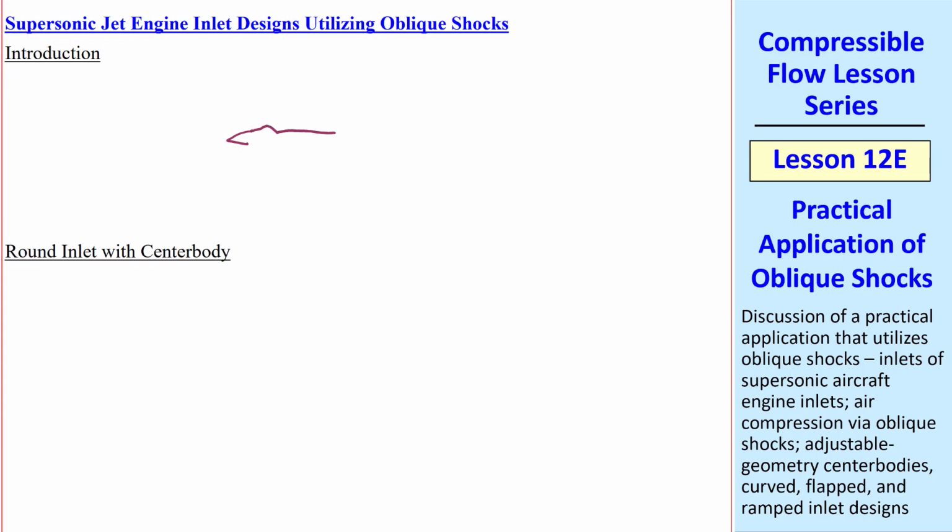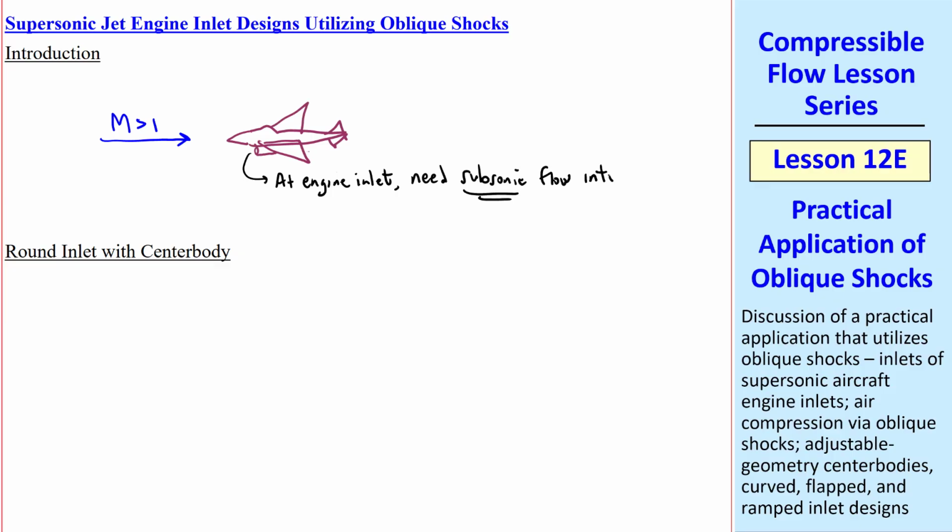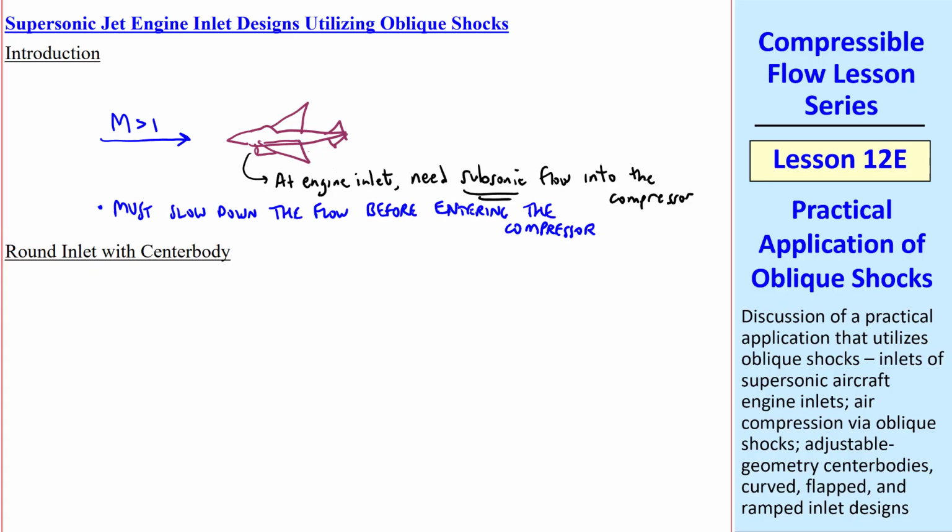By way of introduction, consider a supersonic jet with an inlet to the engine at this location, where it's flying supersonically. The problem is that at the engine inlet, for most engines, you need subsonic flow into the compressor. Therefore, you must slow down the flow before entering the compressor. And as you slow down this flow, the pressure increases, which is actually a good thing because the compressor doesn't have to compress the air as much. There are several ways to do this.